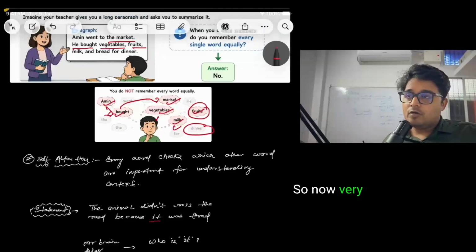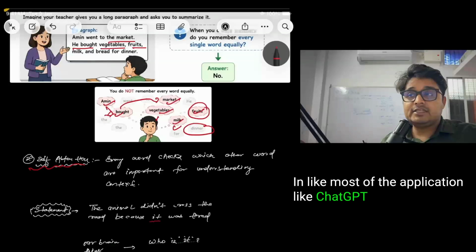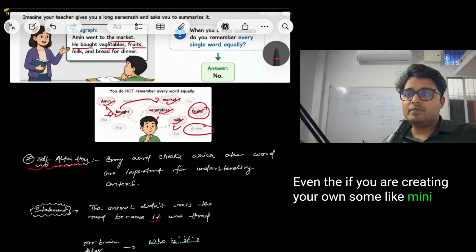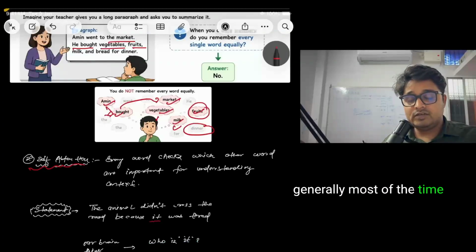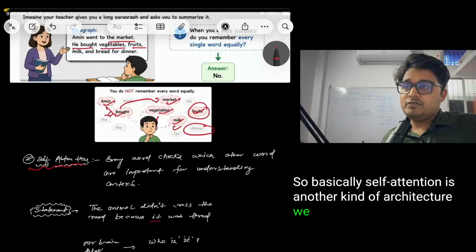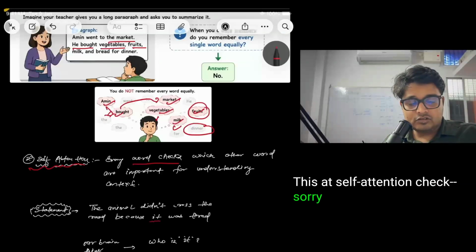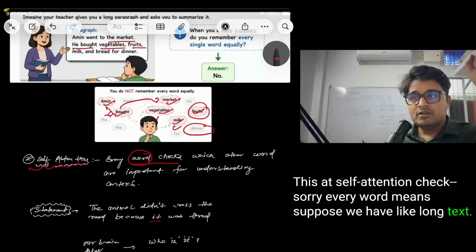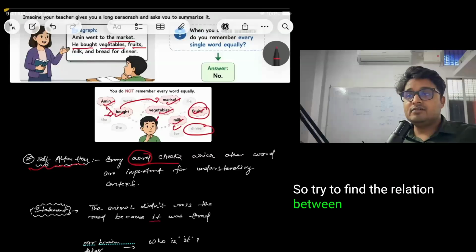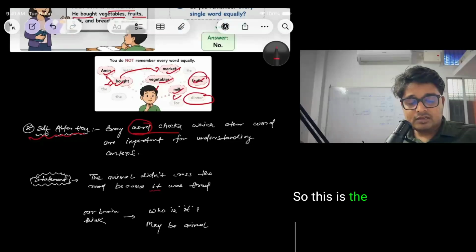Got it? So now a very popular attention mechanism is self attention. In most applications like ChatGPT, self attention is used. Even if you are creating your own mini chat application, most of the time we can use self attention. Self attention is another kind of architecture under the transformer. In self attention, every word in a long text tries to find the relation with the other words.